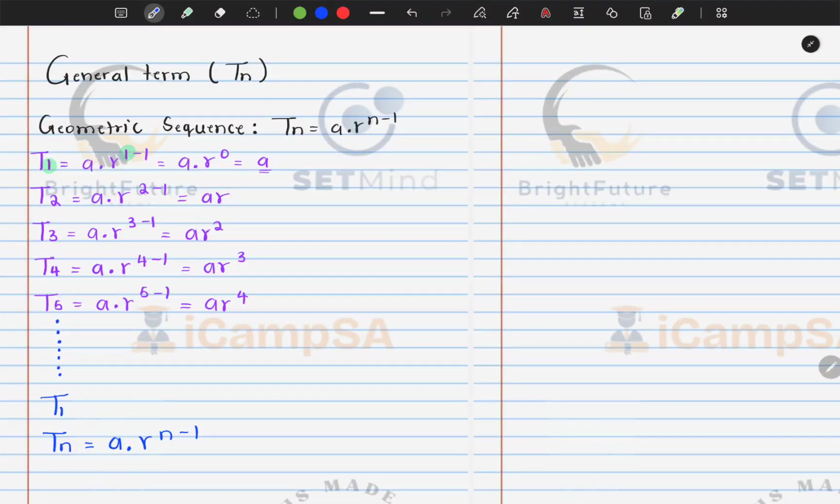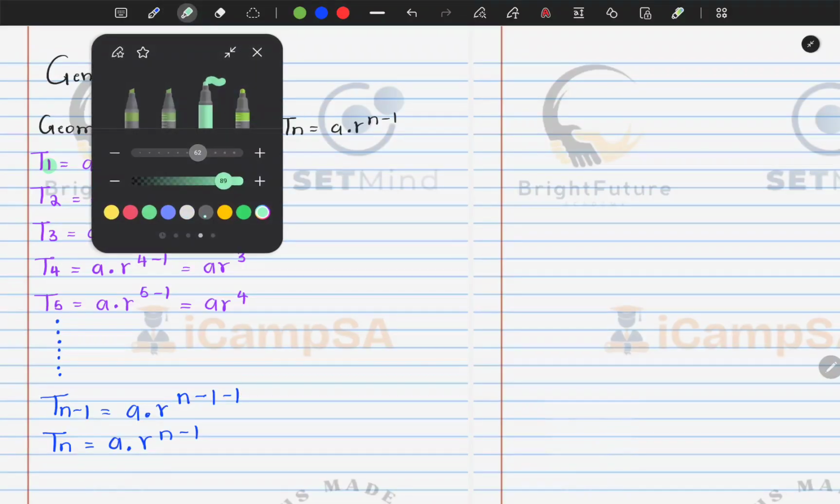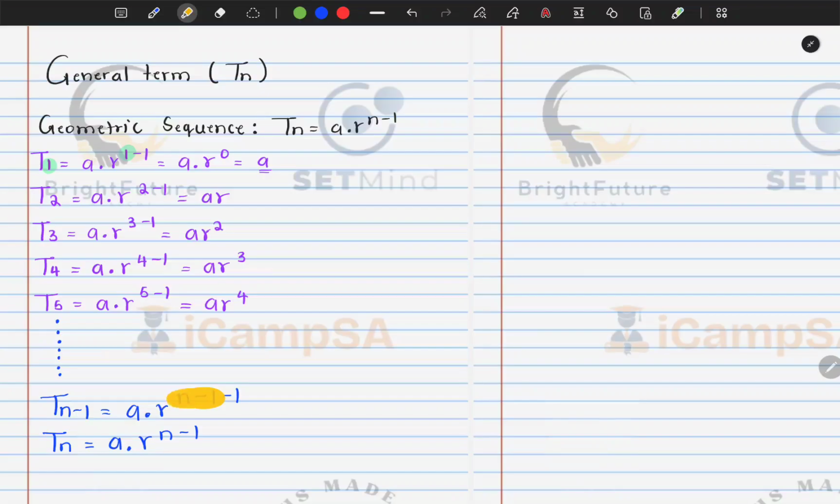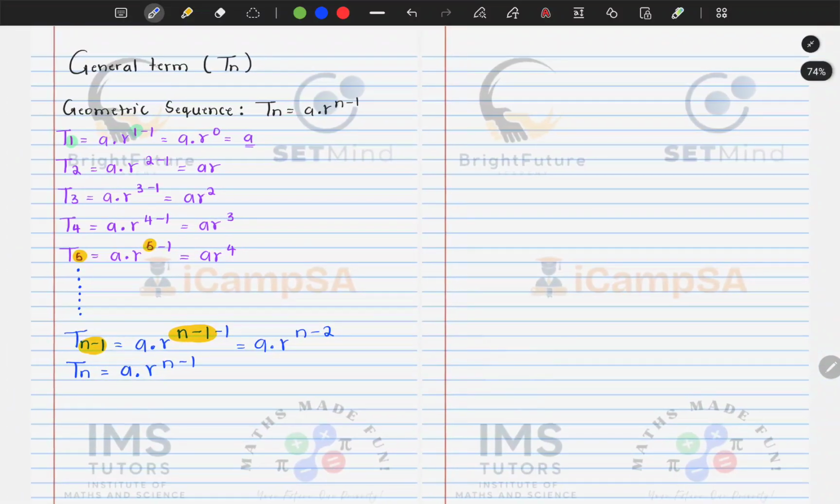But if you think carefully, the term before it is 1 less. So if we go to the term before Tn, which is the term at n minus 1, that will be a times r to the power of n minus 1 minus 1, because wherever we were seeing n previously, we put in n minus 1. So this term is a times r to the power of n minus 2. That is the term before the last one.